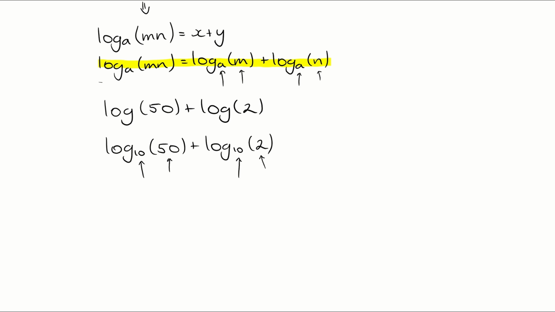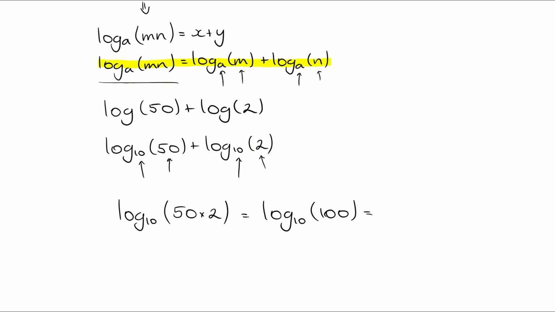And the rule says that I can just write that as log to the base 10 of m times n, so 50 times 2, which is just the same as log to the base 10 of 100. And if we ask ourselves, what do we need to put 10 to the power of to get 100, then the answer is 2. So log to the base 10 of 50 plus log to the base 10 of 2 is equal to 2. And that's using this additive law which we've just come up with. So that's going to be really important. We've looked at a little proof to where we get it from, but from this point forwards, it's going to be about our ability to apply that in questions. Let's look at another one.